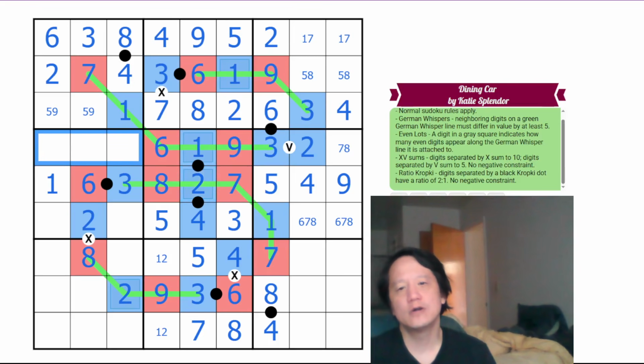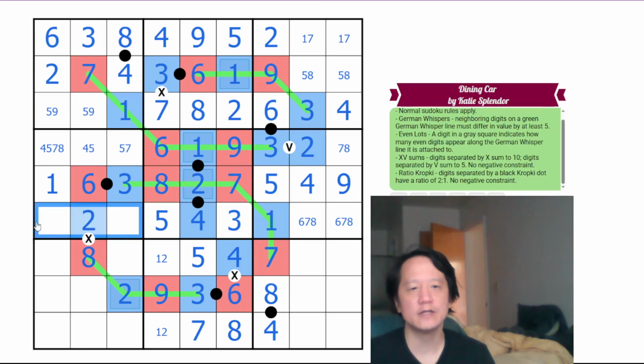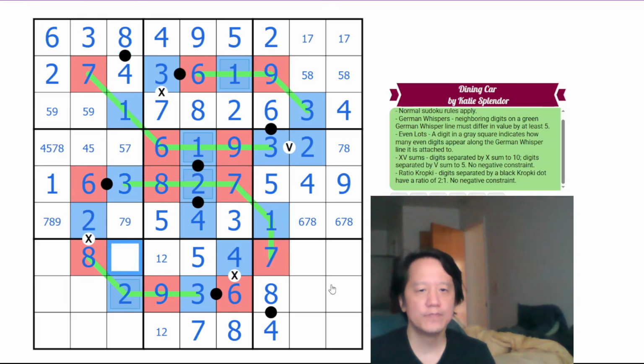Row 4, we could have 4, 5, 7, and 8. 4 and 8 can't be here because of 4 and 8 in the column. 7 can't be here because of 7 in the column. This could be a lot of things. Remaining digits in row 6, we have 7, 8, and 9 because 6 can't be here. This can't be 8 because of 8 in the column.